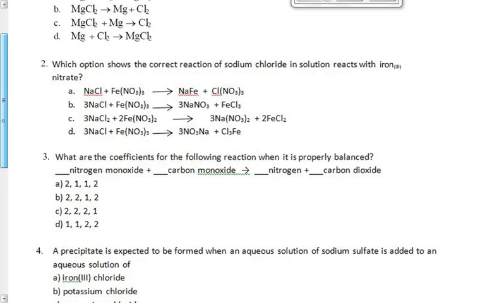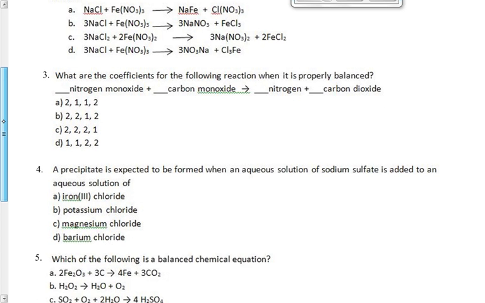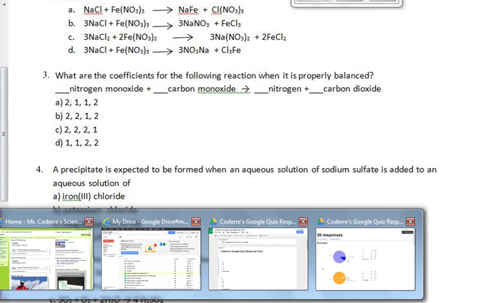For number 2, same thing. We had 19 and 1. So it was B here for number 2. 3 NaCl plus 1 Fe(NO3)3 gives us 3 sodium nitrates and 1 iron chloride. Okay, for number 3.